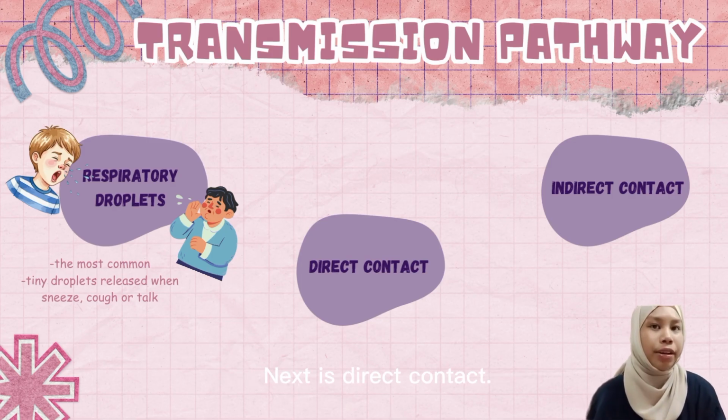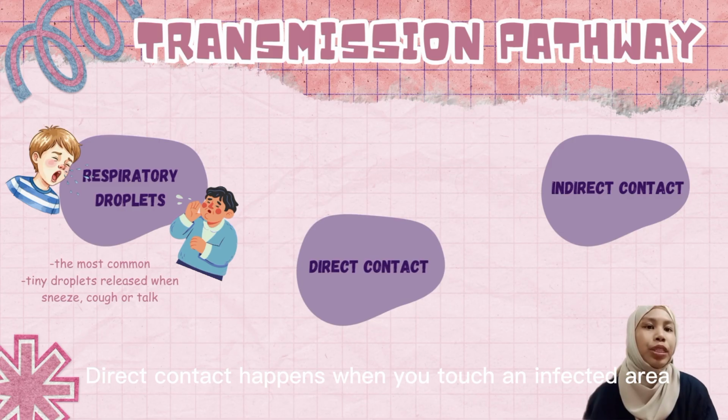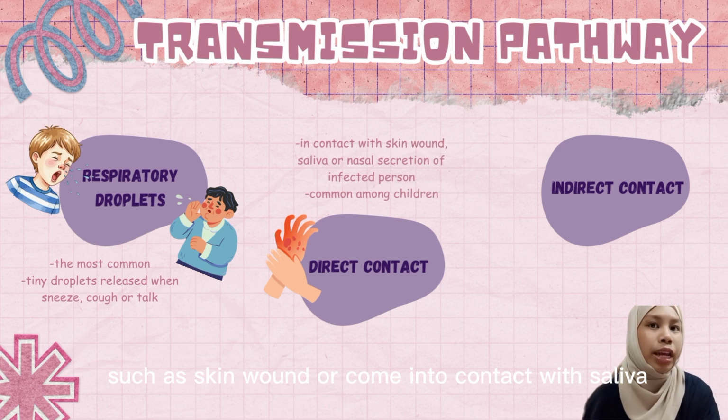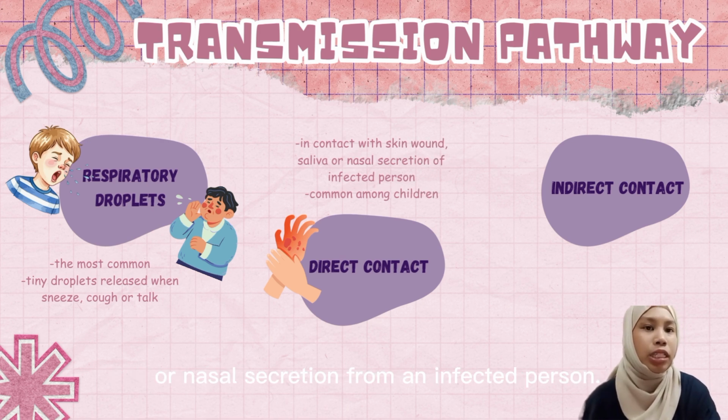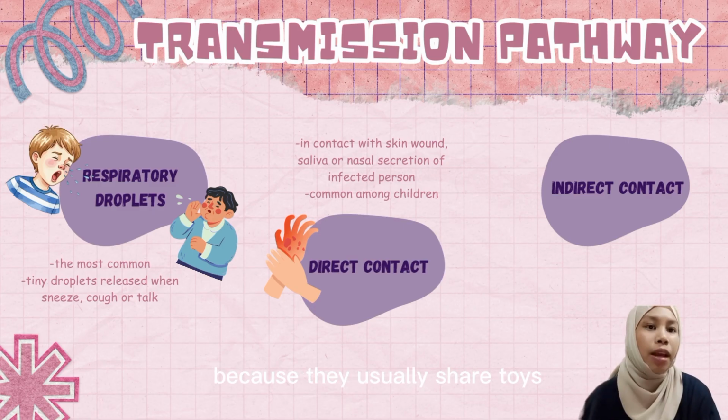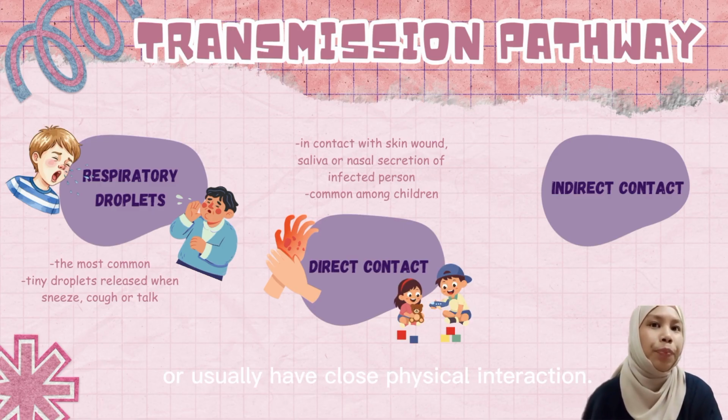Next is direct contact. Direct contact happens when you touch an infected area such as a skin wound or come into contact with saliva or nasal secretion from an infected person. This is common among children because they usually share toys or have close physical interaction.